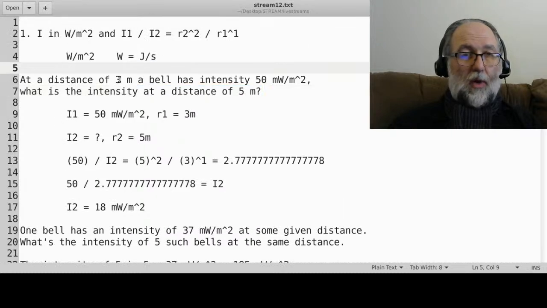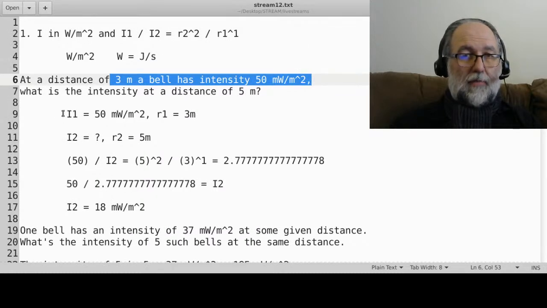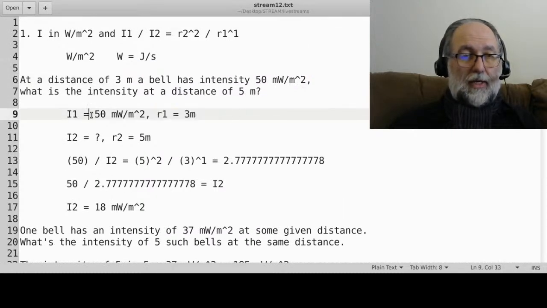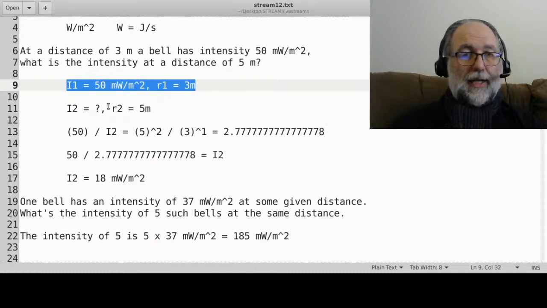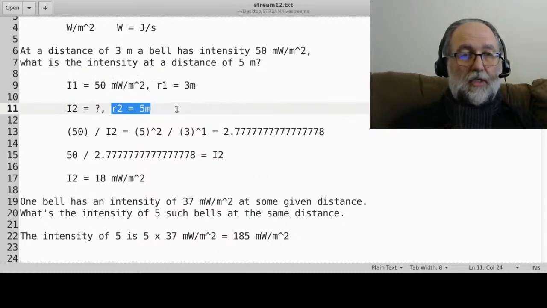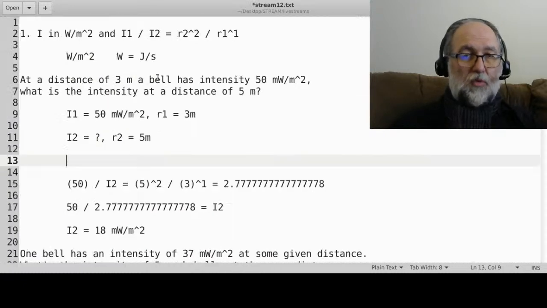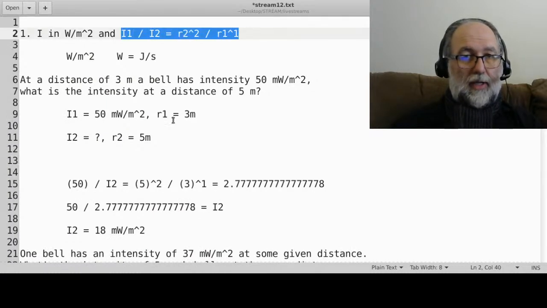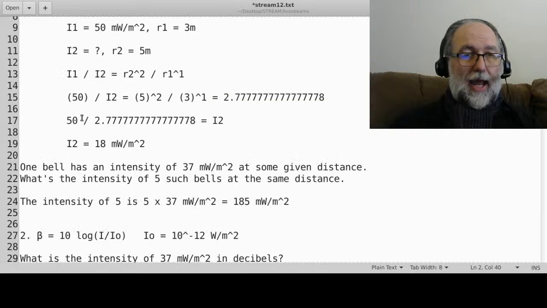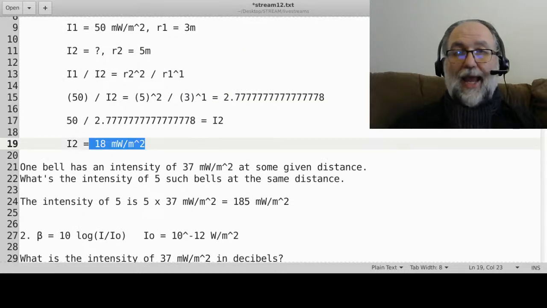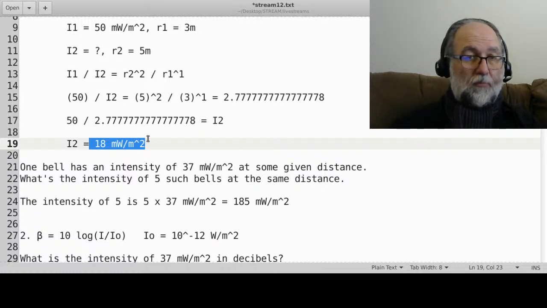Well, you just simply say, at the 3 meter mark, I'm going to take that to be the 50 milliwatts. That's your subscript 1. I2 is what we want to solve. R2 is 5 meters. You plug into the formula, which I will just rewrite here very quickly, and you substitute it, and you get that it's 18 milliwatts per meter squared. So there's an example of an inverse r squared law, okay?